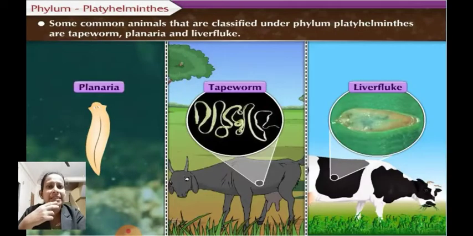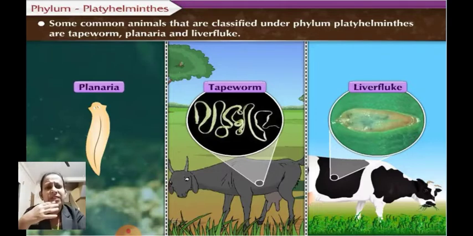So let us see examples now. Some common animals that are classified under Phylum Platyhelminthes are the tapeworm, which is mostly found as an intestinal parasite. Tapeworm is very long and slender, and very flat.